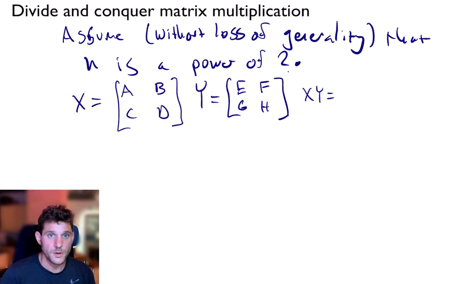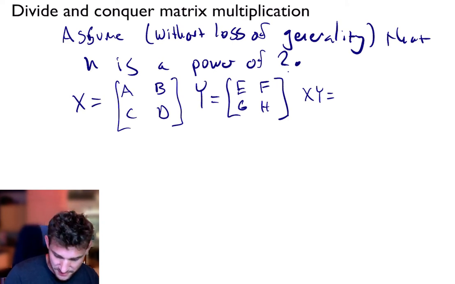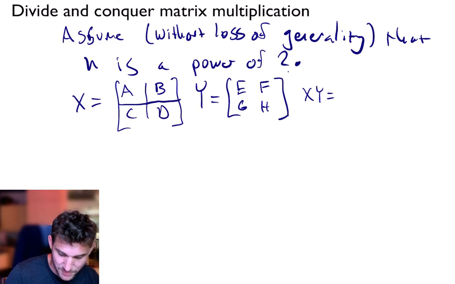Okay, so we're now going to write our matrices x and y each in block form. We're going to take x and break it up into n over 2 by n over 2 matrices A, B, C, and D. Right? We're basically breaking the matrix up into 4 blocks of equal size.